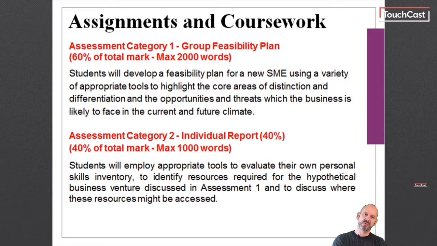In Assessment 2, you'll be writing an individual report which is worth 40% of your total mark, and your report should be a maximum of 1,000 words. Here you'll be evaluating your own personal skills inventory in order to identify resources required for the hypothetical business venture discussed in Assessment 1. And you also need to discuss where these resources might be accessed.